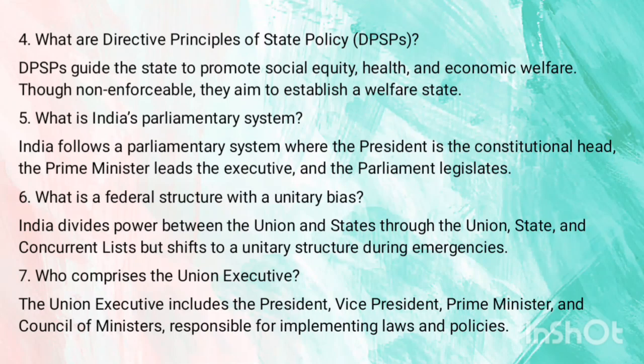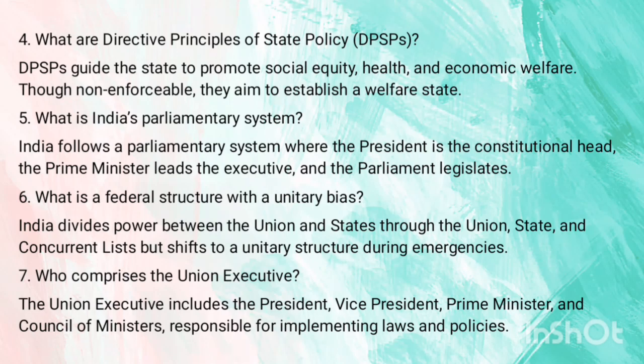Next one, what is India's parliamentary system? India follows a parliamentary system where the president is a constitutional head and the prime minister leads the executive and the legislature. What is the federal structure with unitary bias? India divides power between the nation and the states through the union, state, and concurrent lists, but shifts to a unitary structure during emergency.